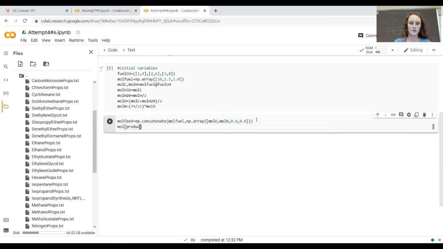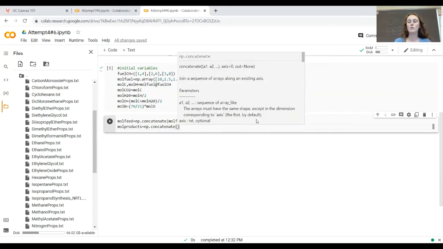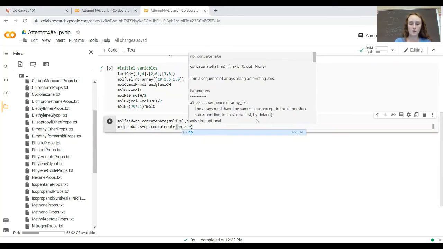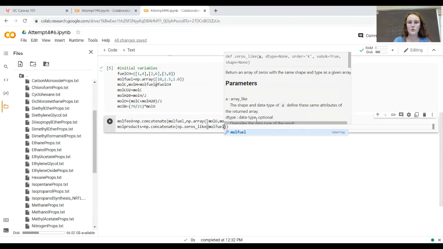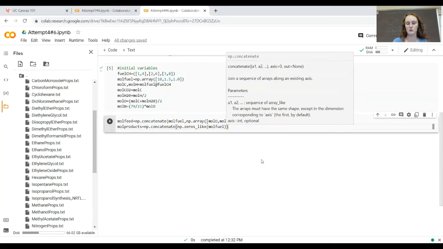And we can do the same thing with the moles going out. So we'll call it mole products, and mole products is going to be equal to np.concatenate. This time we have used up all our fuel, so instead of having mole fuel, we're going to have np.zeros_like mole fuel. This way you can change the amount of mole fuel that you have, but you'll always have the same amount of zeros as mole fuel, instead of just putting in however many zeros we needed, which could cause problems if we ever need to change this program in the future.